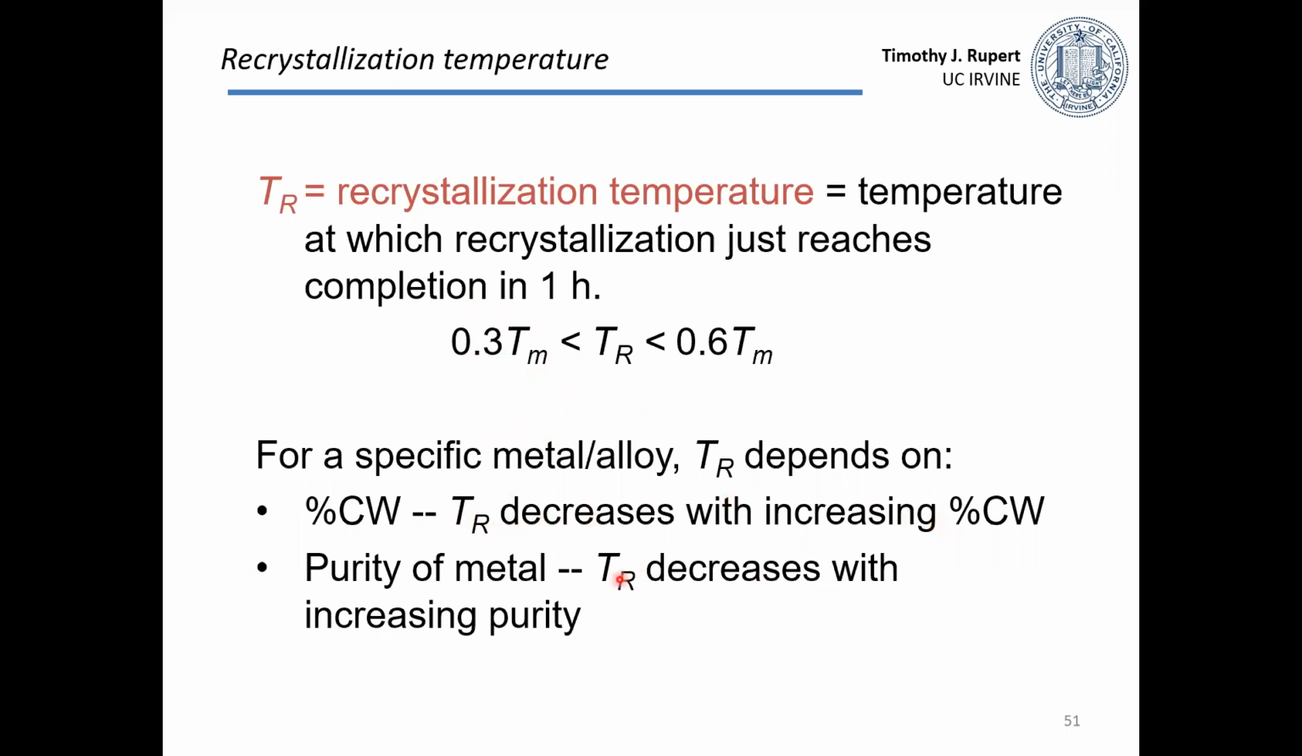It also depends on the purity of your metal. So as purity increases, that recrystallization temperature decreases as well. So a very pure metal is easier to crystallize than one that is sort of dirty and heavily doped.